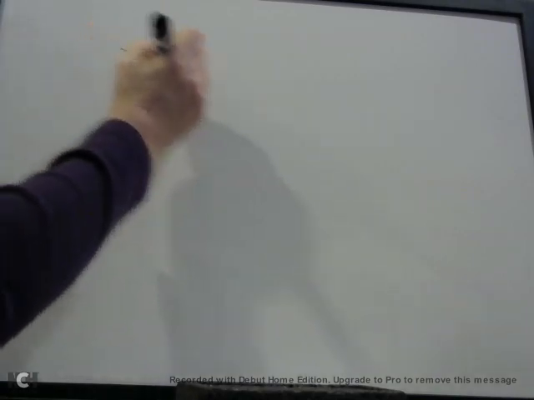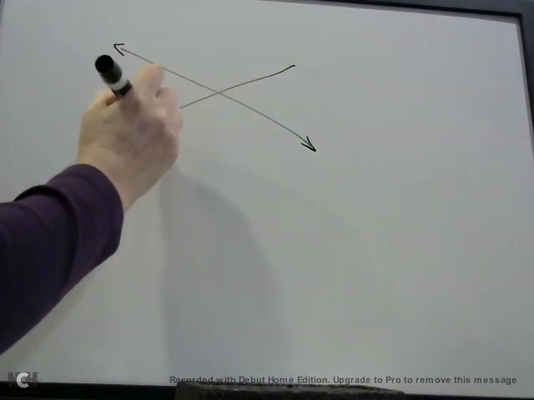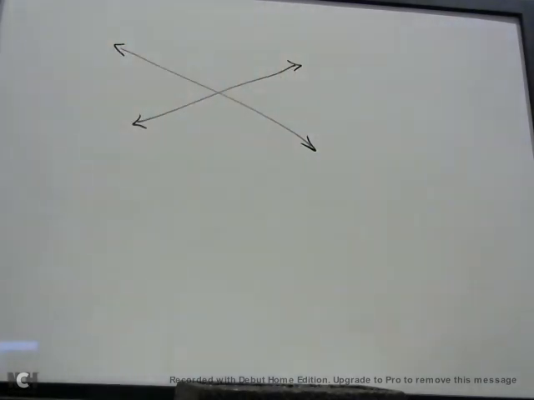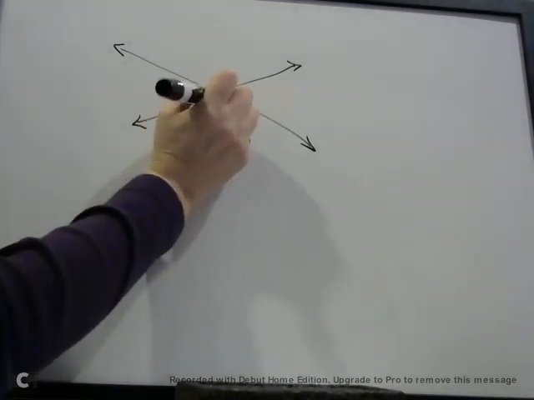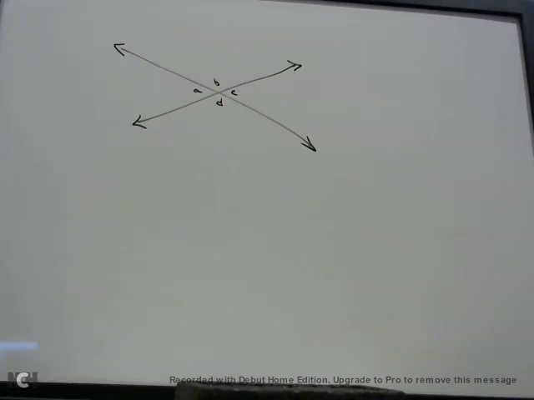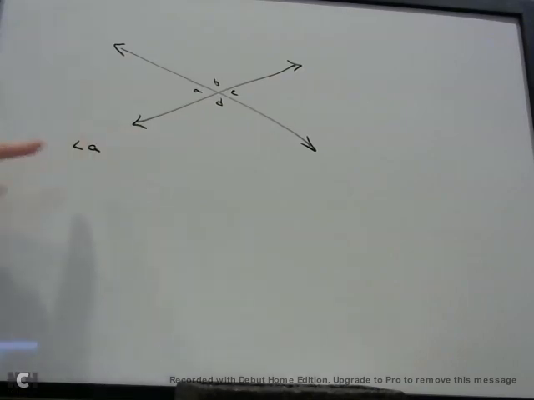We're going to talk about vertical angles. And all vertical angles are is, if you have two crossing lines, it's the angles that are opposite each other. So the way we're going to label the angles is with letters A, B, C, and D. Those represent those angles. The way you write that mathematically, for example, is angle A, with this little symbol there.